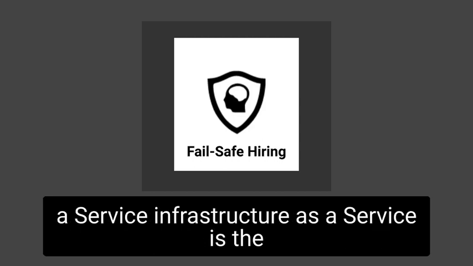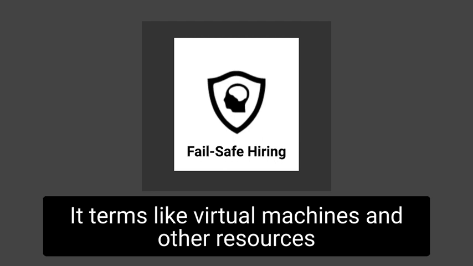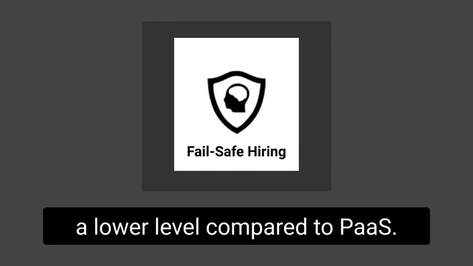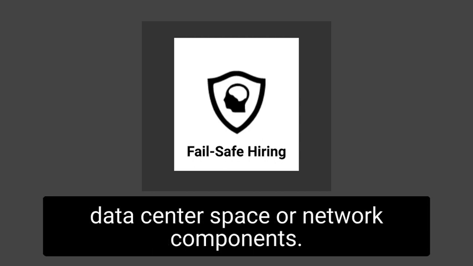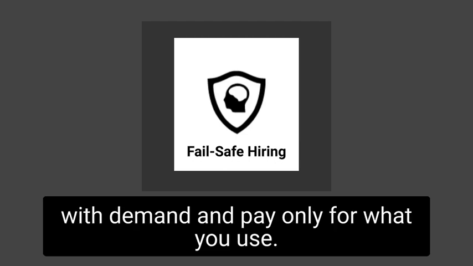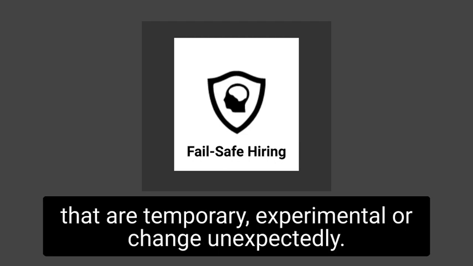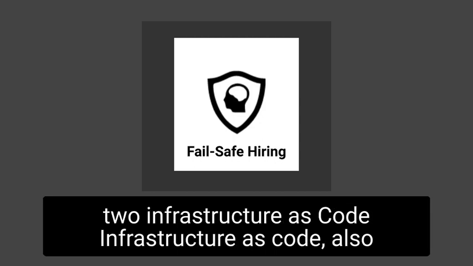Infrastructure as a Service, IaaS. Infrastructure as a Service is the most basic cloud service model, offering computing infrastructure, like virtual machines and other resources, as a service to subscribers. It is at a lower level compared to PaaS. Typically, IaaS provides hardware, storage, servers, and data center space or network components. It allows you to quickly scale up and down with demand and pay only for what you use. This makes IaaS well suited for workloads that are temporary, experimental, or change unexpectedly. IaaS examples: Amazon Web Services and its EC2.